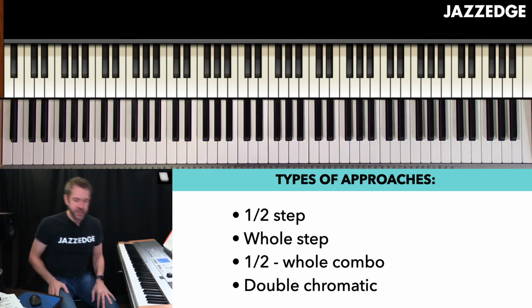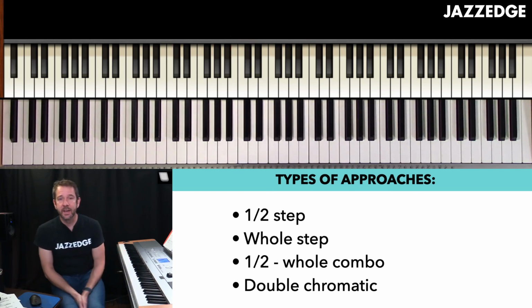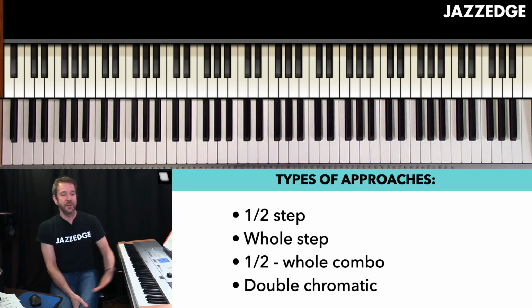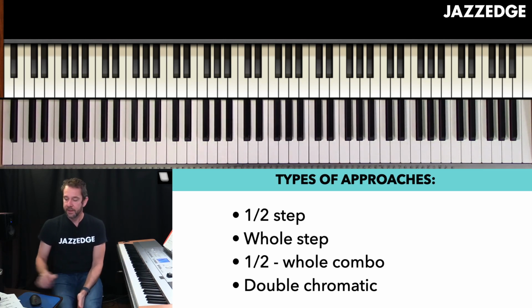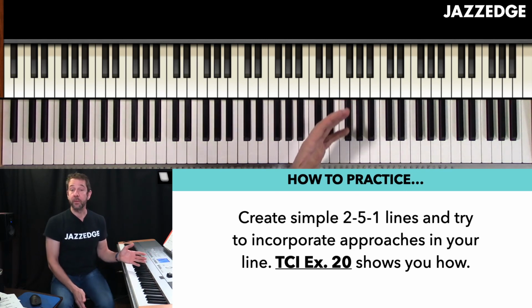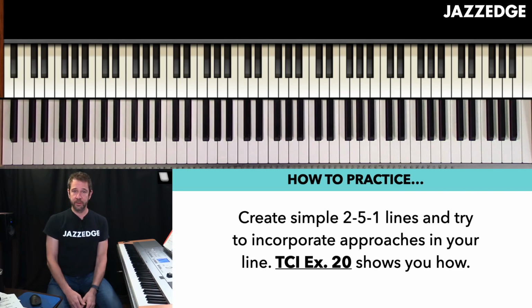So these approaches are a fantastic way of creating some chromaticism in your improvisation, helping you to delay the line, just creating this real cool bebop kind of sound in your improv. Now, in exercise 20, I'm going to show you how to use these different types of approaches over a 2-5-1 progression. I suggest starting with that 2-5-1 progression. That's the easiest progression to start with, and it's a great vehicle for your improvisation, utilizing these approaches.